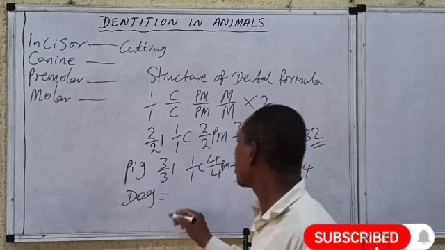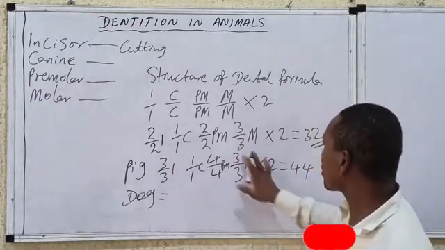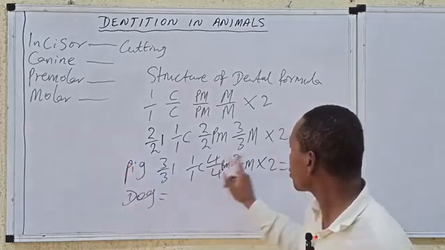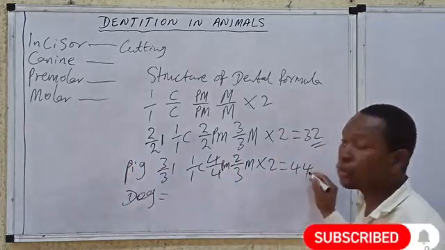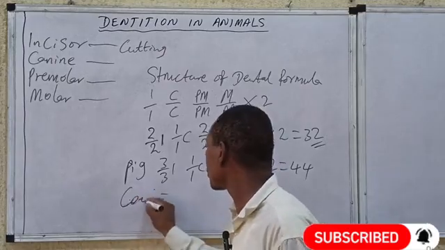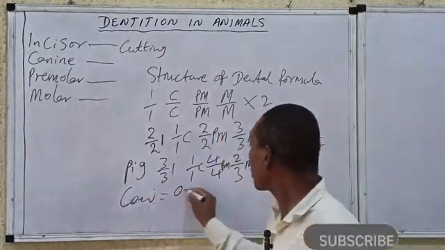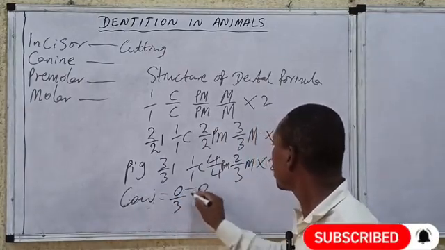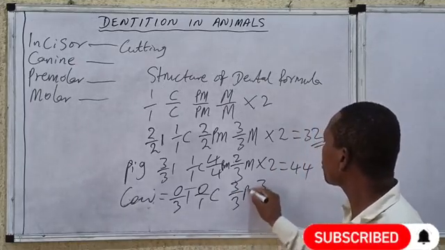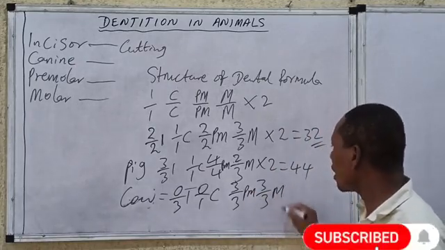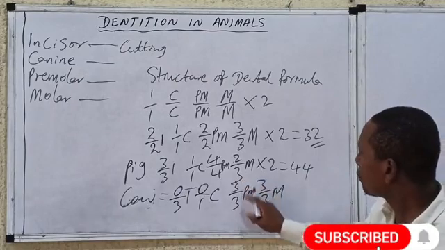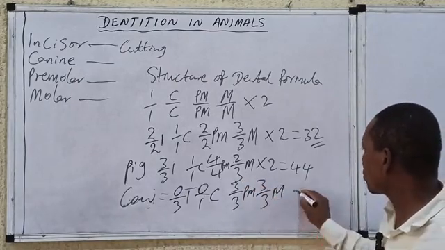That of the dog, for example, can represent the carnivores. It is almost the same as this, but just change this to 2. So if you want to get that of the dog, change this to 2, and you now have 42. If you want to do that of the cow, for example, you have 0, 0, 3, 1 for I and C, then 3, 3 for PM, and 3, 3 for M. If I calculate this, it is 3, 4, 10, 16.